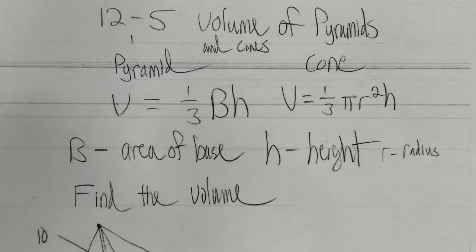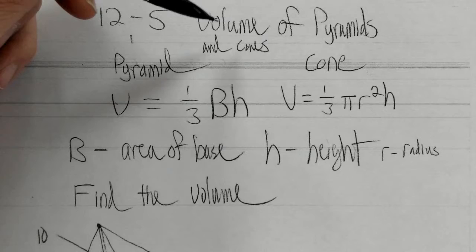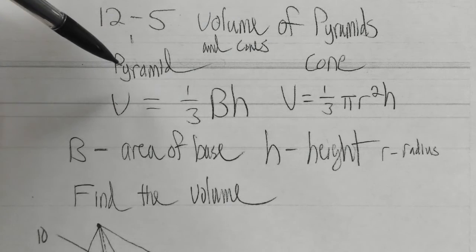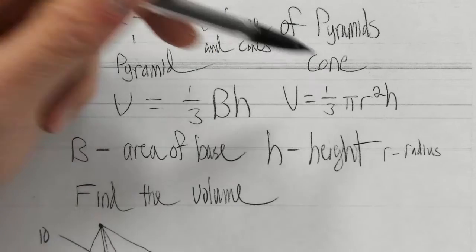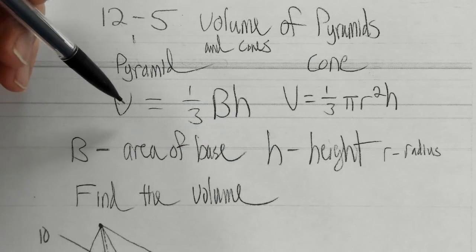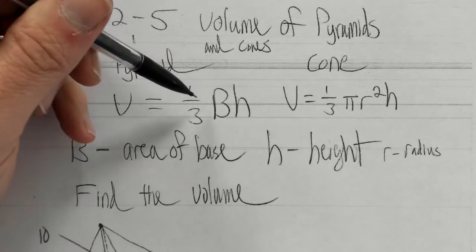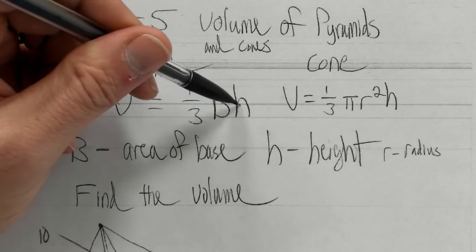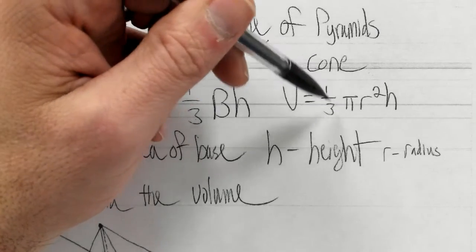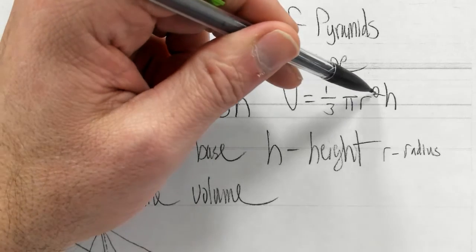Okay guys, in this section 12-5 we're continuing to look at volume. This time we're looking at volume of pyramids and cones. So here is the formula for each one. For a pyramid, the volume is 1/3 BH, and for a cone it's 1/3 pi r squared h.